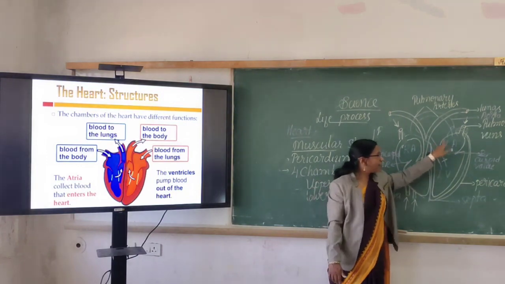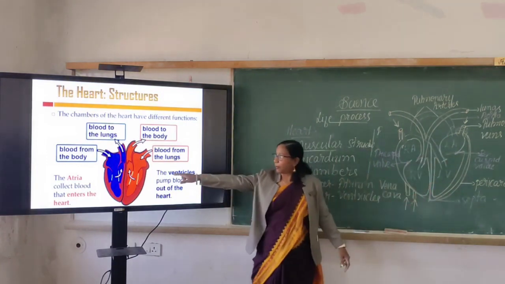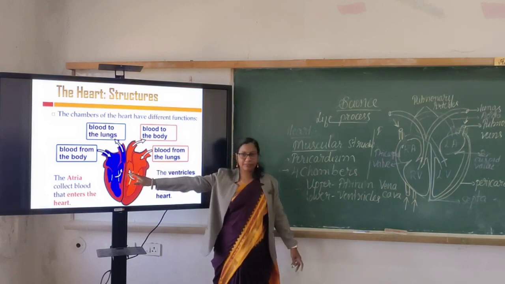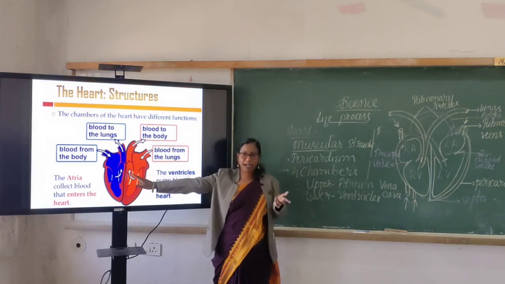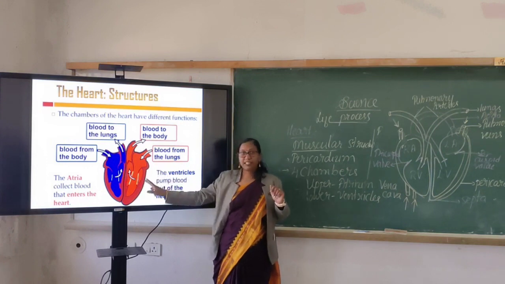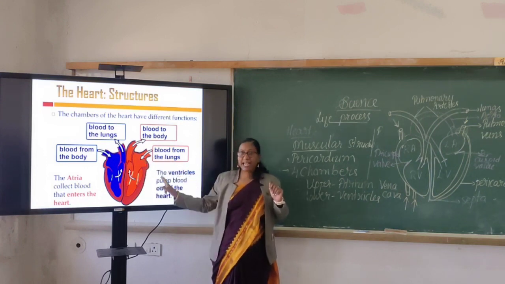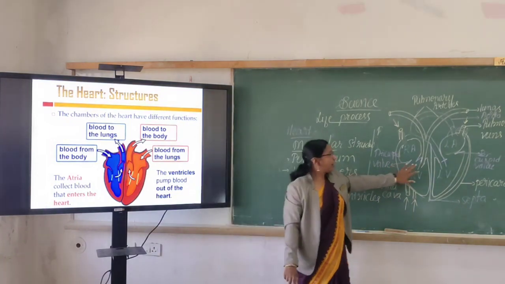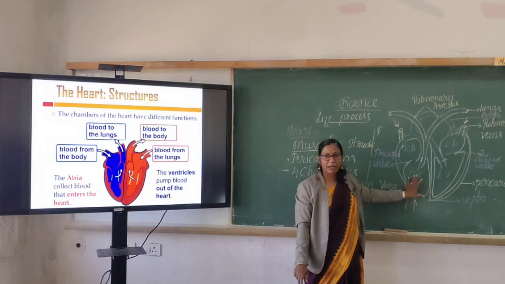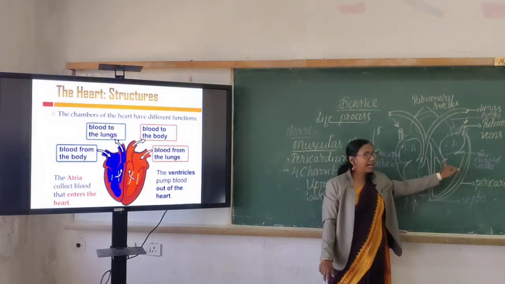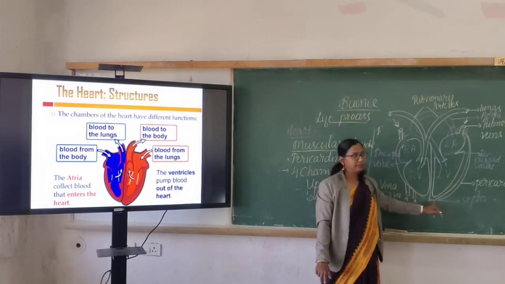separate. Here oxygenated blood will flow. Can you see here? Blue color indicates deoxygenated blood, which is generally called impure blood or carbon dioxide rich blood. Got it? Then this one is oxygenated blood, which is rich in oxygen. Correct? So here deoxygenated blood flows, and deoxygenated blood is separated from oxygenated blood by the septum. Clear?